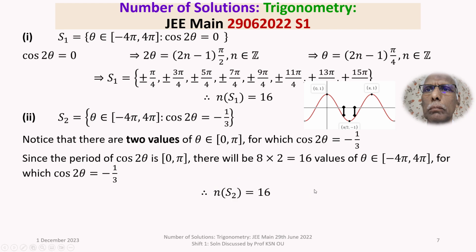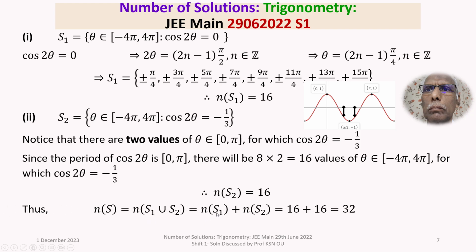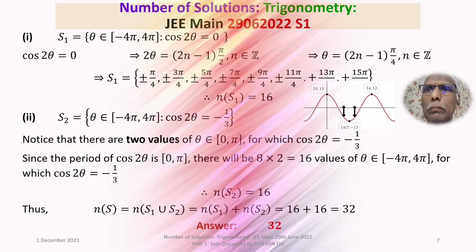Now we have already seen n of S is equal to n of S1 union S2, which is equal to n of S1 plus n of S2, that is 16 plus 16, which is equal to 32. So therefore, the required answer for this question is n of S is equal to 32. That is the detailed discussion of the solution of the problem from the section trigonometry, which is based on the number of solutions of a given trigonometric equation in the given interval. And it is definitely an easy question.